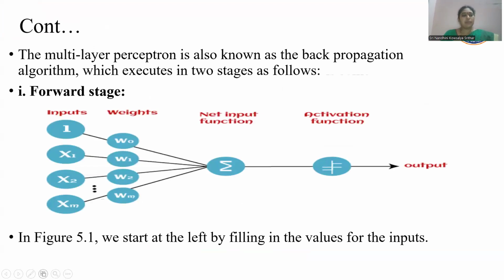Then the multi-layer perceptron is also known as the backpropagation algorithm. The stages are represented in the image. Here we have inputs, weights, then the net input function, then the activation function, and then we get the output. This is known as the forward stage, as we also saw in the single-layer perceptron model. Inputs along with their weights, then the net input function, then the activation function, then it gives the output.